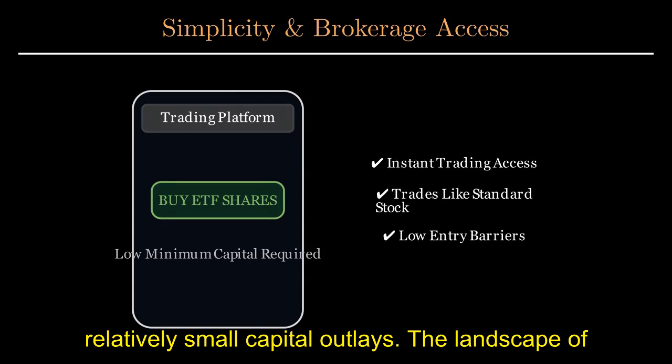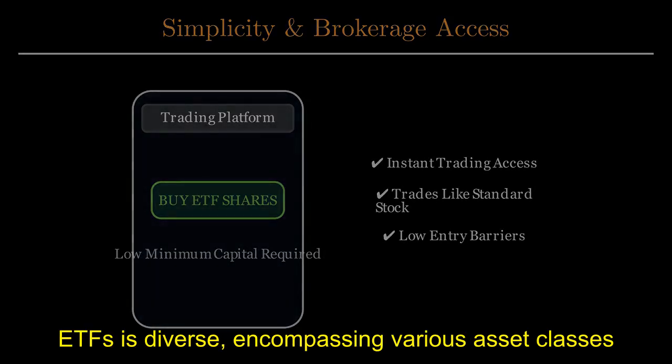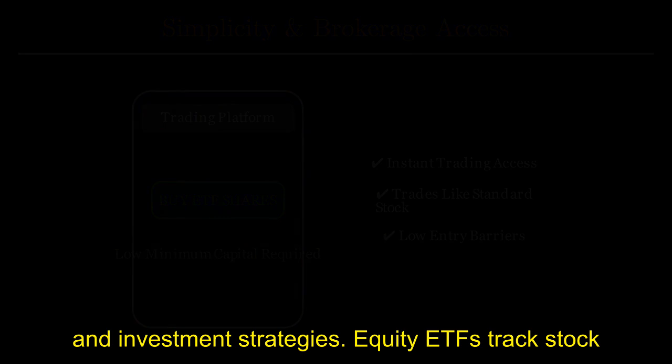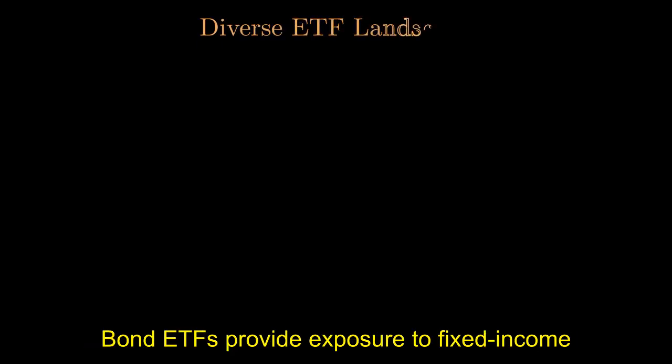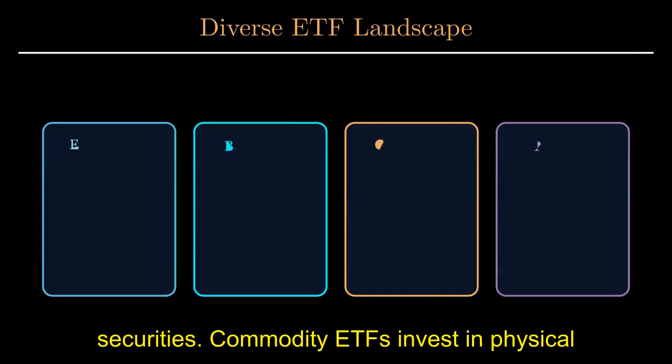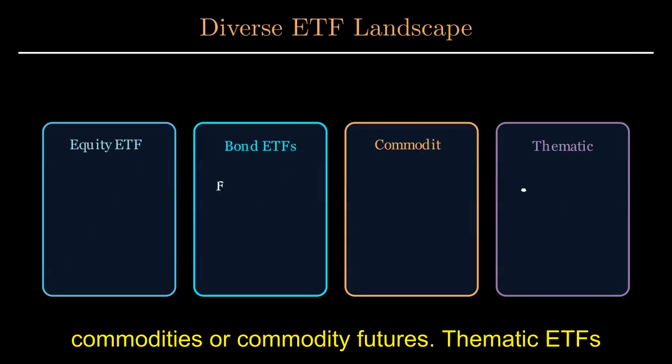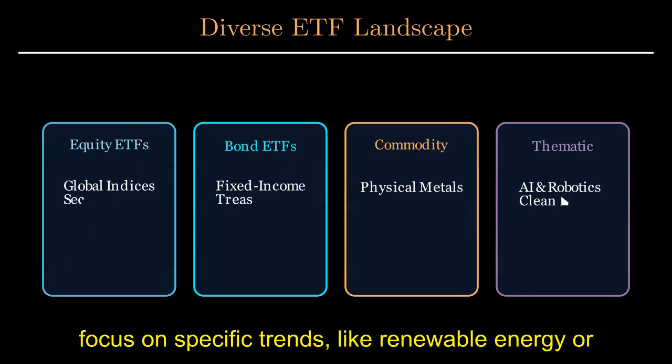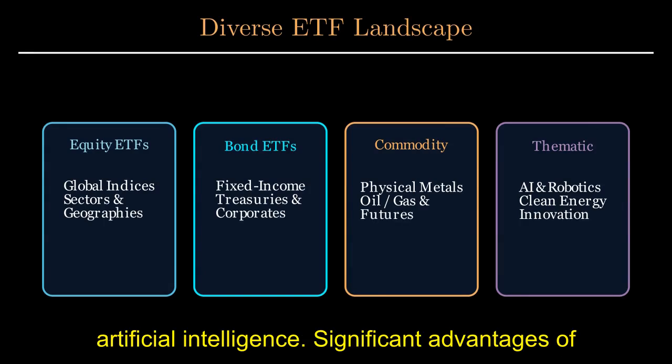The landscape of ETFs is diverse, encompassing various asset classes and investment strategies. Equity ETFs track stock market indices, sectors, or specific geographies. Bond ETFs provide exposure to fixed income securities. Commodity ETFs invest in physical commodities or commodity futures. Thematic ETFs focus on specific trends, like renewable energy or artificial intelligence.